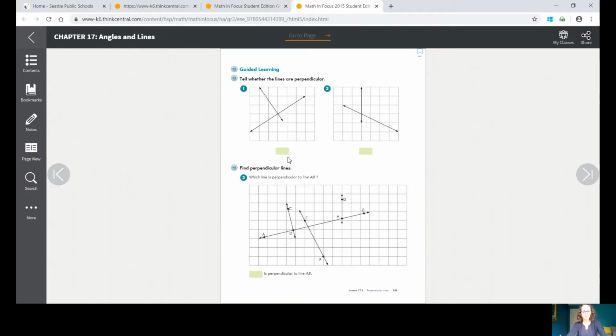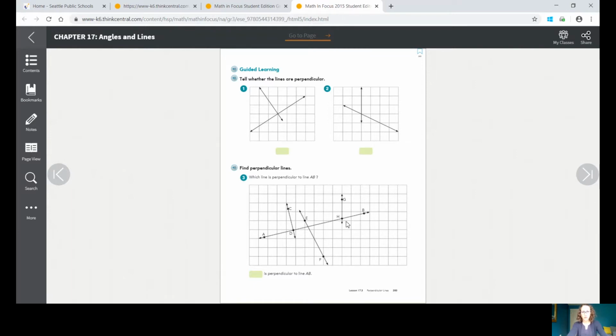Okay, so number 1 is yes. Those lines are perpendicular, so you just need to write yes. Number 2, there's no right angles, so nope. Number 3, this one says find perpendicular lines. Which line is perpendicular to line AB? So here's AB. AB goes all the way over. Which one is perpendicular? Remember, perpendicular means that the lines intersect, but when they intersect, they form a right angle.